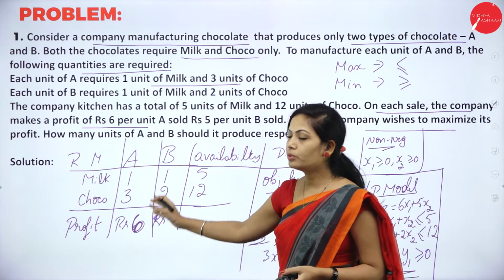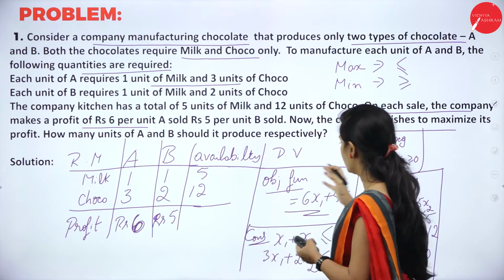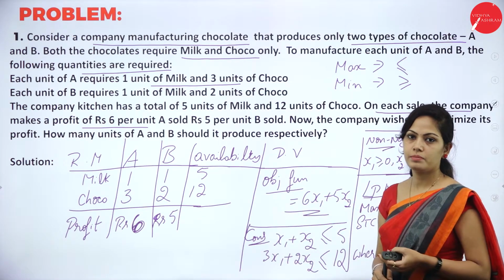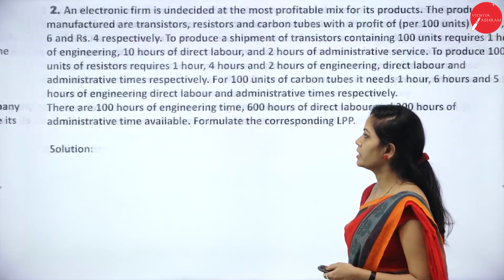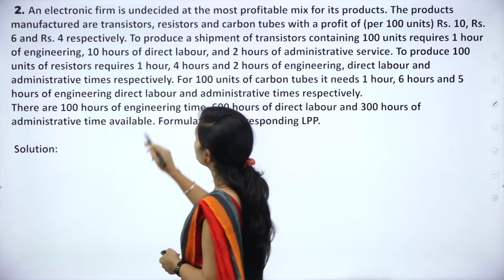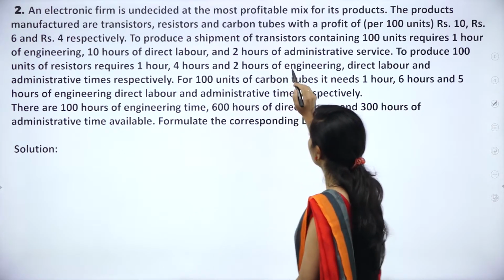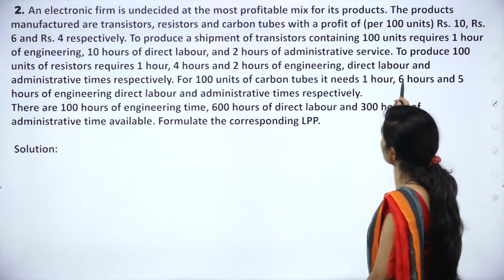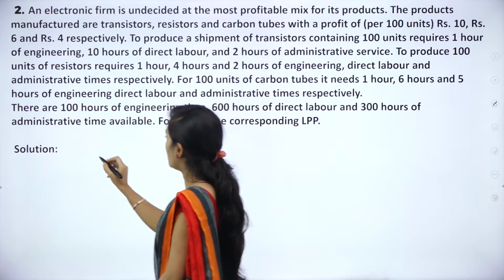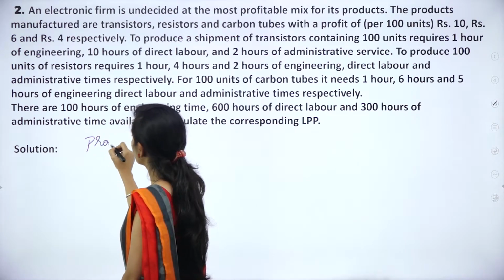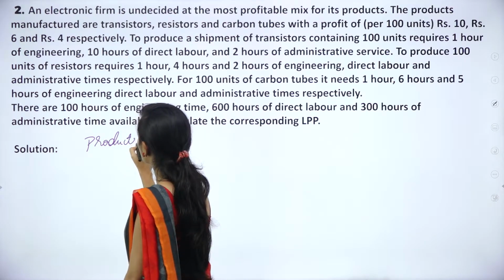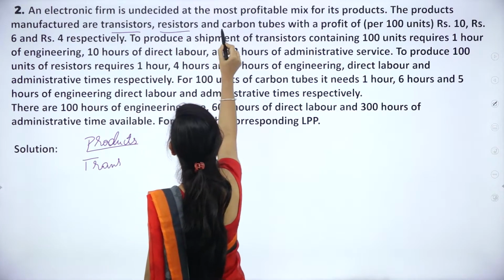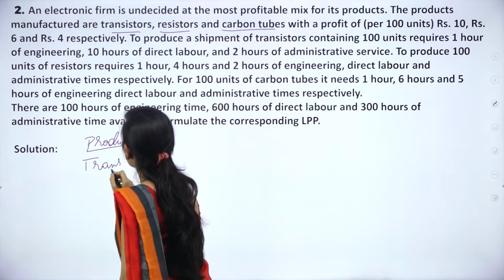So first try to write this table and prepare an LP model. The next question is: an electronic firm is undecided on the most profitable mix. So it is a maximization problem. The products manufactured are transistors, resistors and carbon tubes.